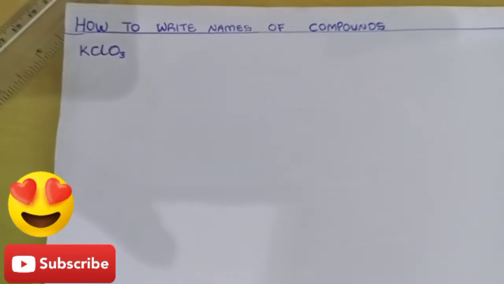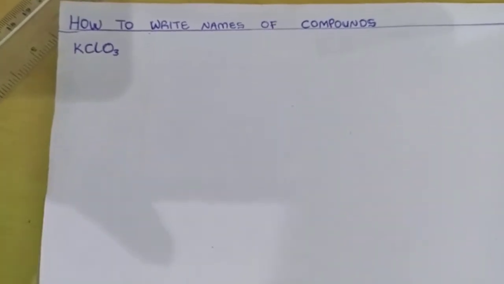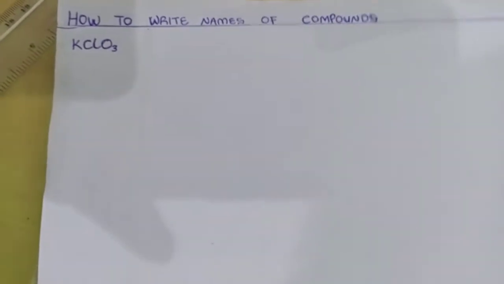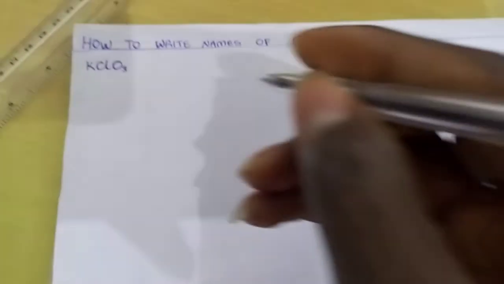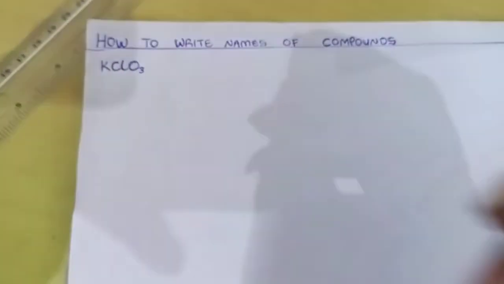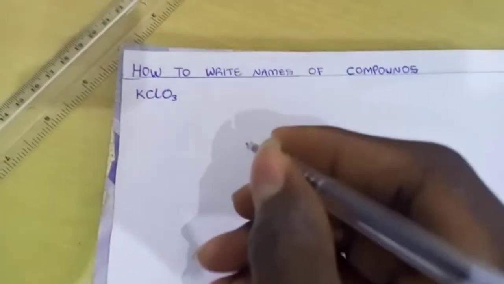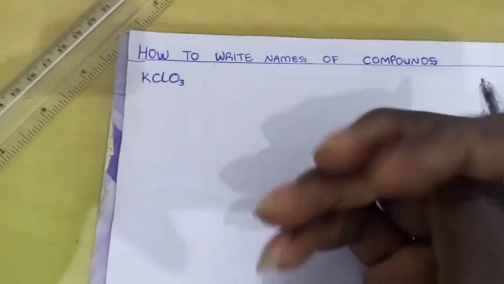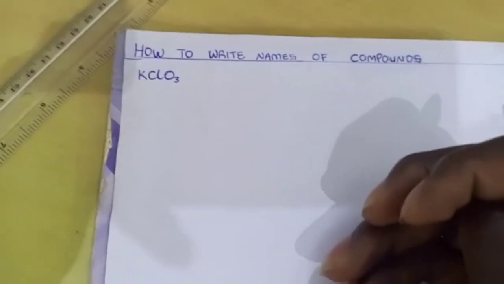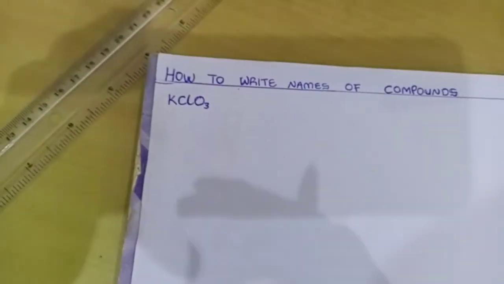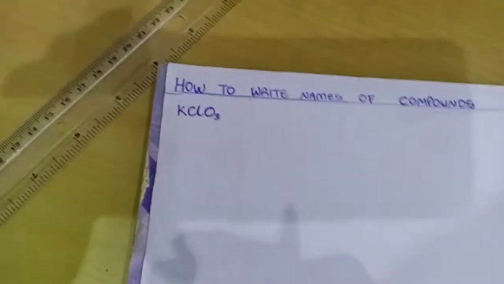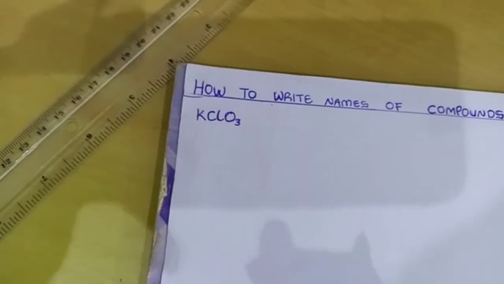So, what we'll be looking at today is how to write names of inorganic compounds. Let's get straight to our first example. Our first example is KClO3. When we see a question like this, the first thing we are going to do is to calculate the oxidation number of chlorine in this compound.